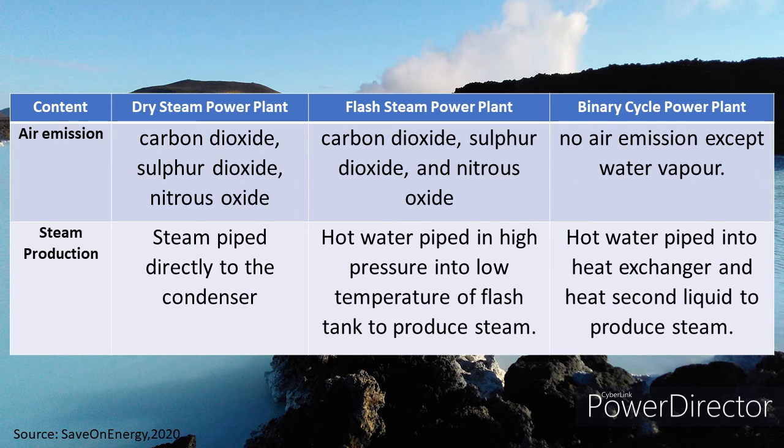Air emission from the dry steam power plant and flash steam power plant contains carbon dioxide, sulfur dioxide, nitrous oxide. While in a binary cycle power plant, there is no air emission except water vapor. In steam production, for the dry steam power plant, steam is piped directly to the condenser. For the flash steam power plant, hot water is piped at high pressure into the low temperature flash tank and steam is produced. In a binary cycle power plant, hot water is piped into a heat exchanger and heats the second liquid to produce steam.